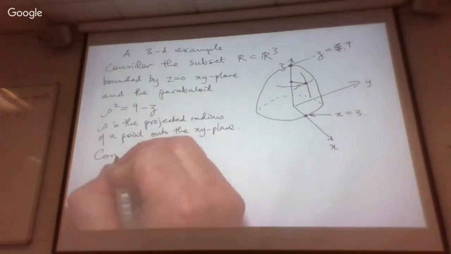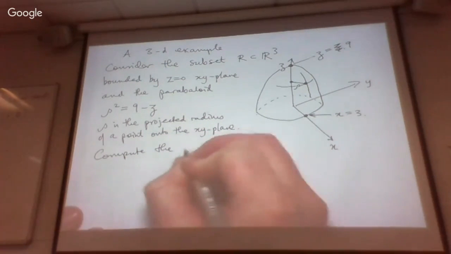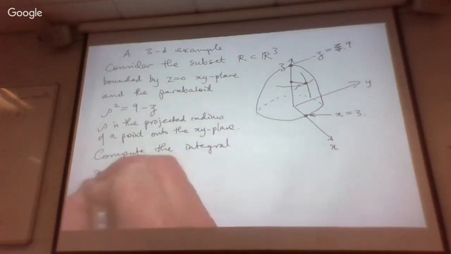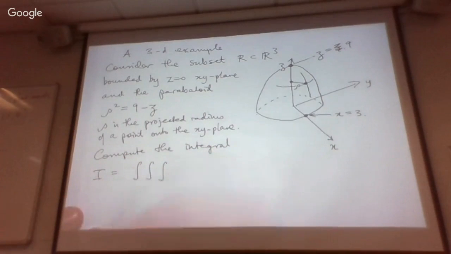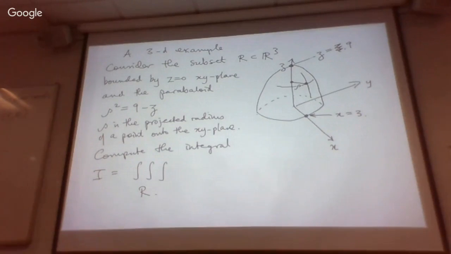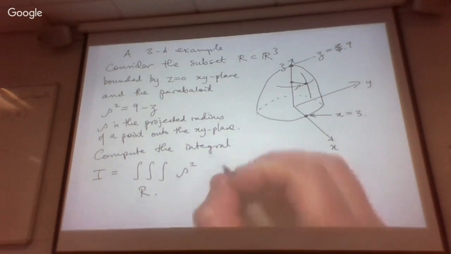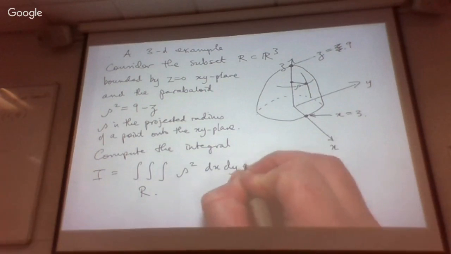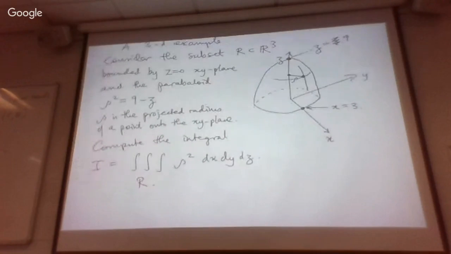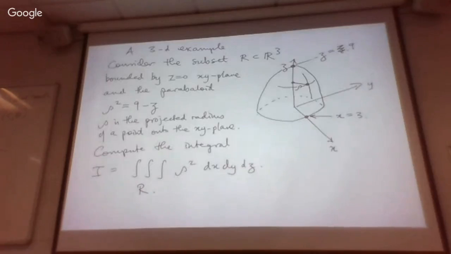And what we want to do is compute the integral. It's a triple integral. We've just been doing double integrals over regions in the plane. This is a triple integral over a region in R3, a three-dimensional volume. So we're doing the triple integral over R of rho squared dx dy dz. It's initially presented as an integral in the Cartesian coordinate system.